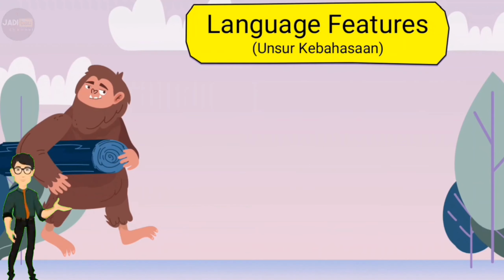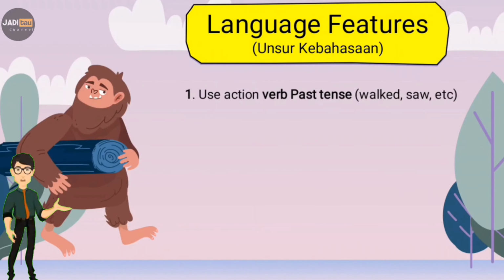Language feature. Unsur kebahasaan. Unsur kebahasaan yang harus ada dalam narrative text yang pertama adalah use action verb past tense. Menggunakan kata kerja dalam bentuk lampau seperti walk, saw, seperti melihat, berjalan, dan seperti itu. Dan yang kedua, use noun, menggunakan kata ganti orang, seperti the princess, the queen, and so on.